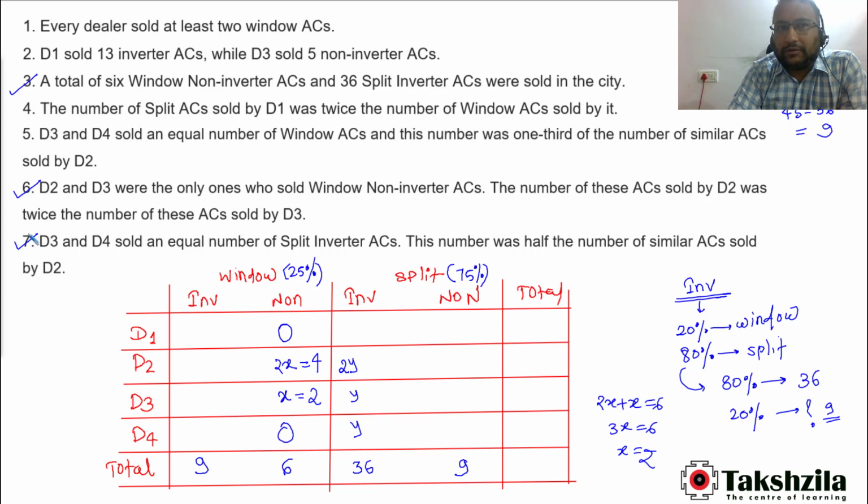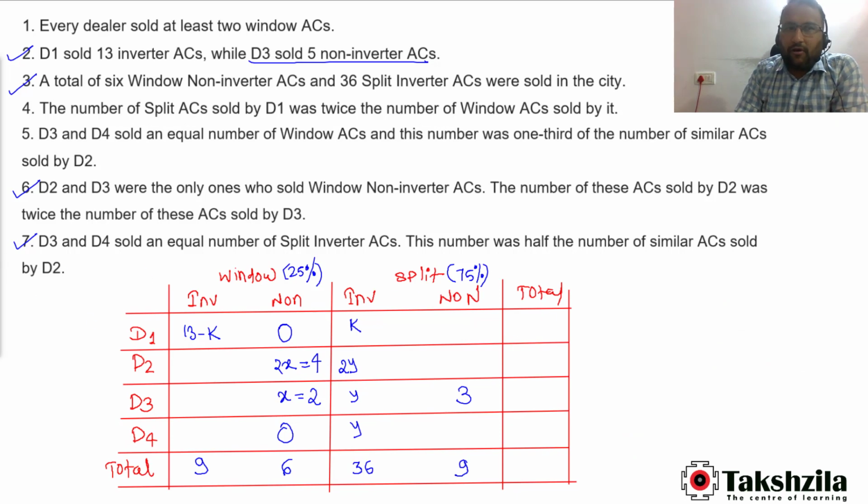Again, read these statements. Statement number 2 says that D3 sold 5 non-inverter ACs. Out of these 5, D3 sold 2 non-inverter window ACs. So 5 minus 2, 3 becomes non-inverter split ACs. D1 sold 13 inverter ACs. So out of that 13, if the inverter split is K, window inverter becomes how much? 13 minus K. So we're done with the second statement over here.